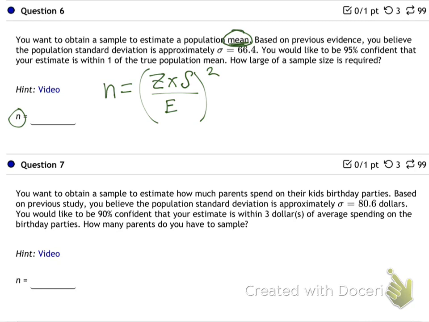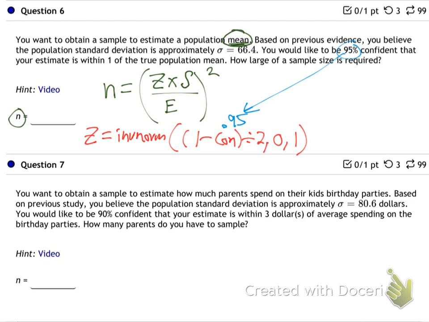So here we go. We start with the Z, just like always, nothing new there. It's inverse norm, double parenthesis, 1 minus confidence, divided by 2, 0, 1. And what is the confidence level? Oh, 95, so put that in as 0.95 right there. That's good. So type that in and hit enter when you're done. And then after you get that, we'll come over to here.